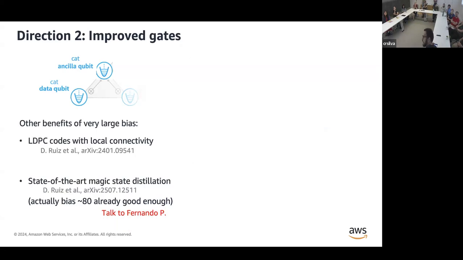All right, and then there are other ideas. You can do LDPC codes. You can do other things in quantum computation, for example, magic state distillation. That is one of the components that you need in addition to logical qubits to make a quantum computer. And again, we expect some good improvements if you have this bias noise.